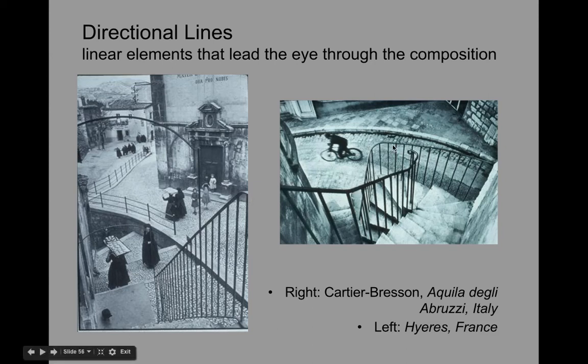And in this second photograph, it's such a great spiral going down that staircase and the line of the curve going so quickly from right to left, and then you can almost make your way back through the spiral again and again. So those are directional lines leading our eye through the composition.